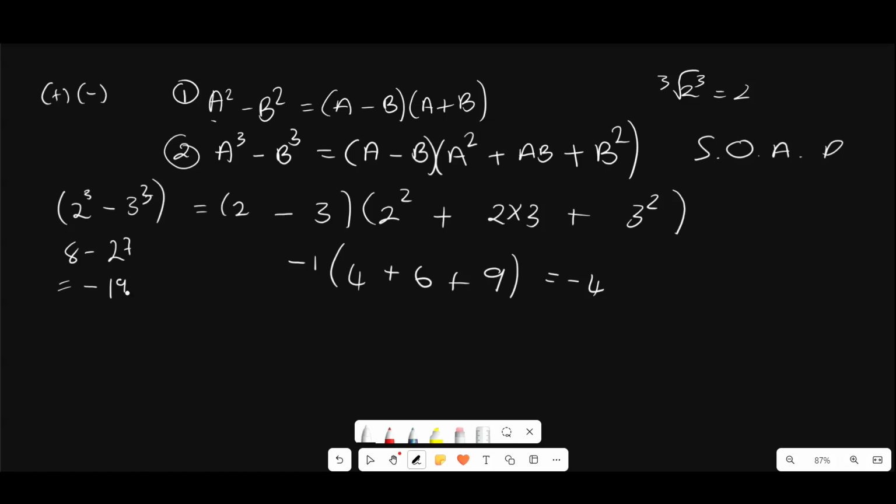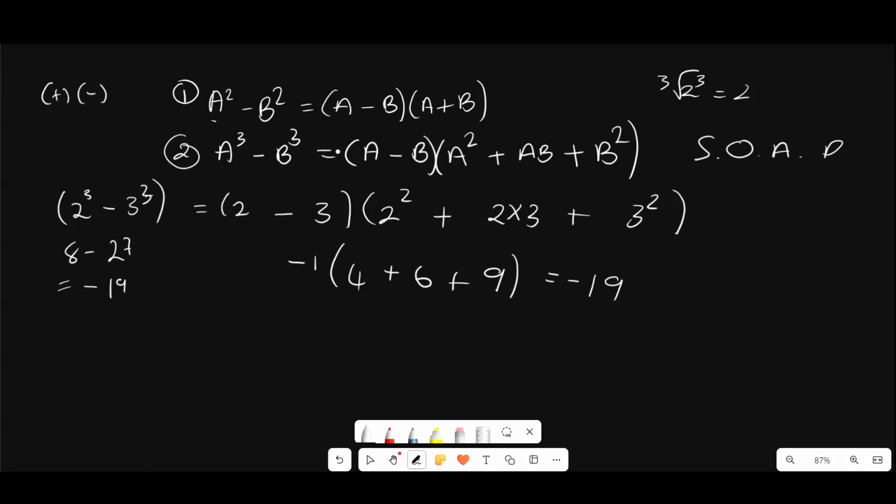It should be 19, right? 8 minus... Yeah, that's 19. Yeah, please double check on that. It is 19, right? Yeah. Okay, so that's negative 1 times 4 plus 6. Okay, so 4 plus 6, that's 10, and then 10 plus 9, that's 19, so we get 19.